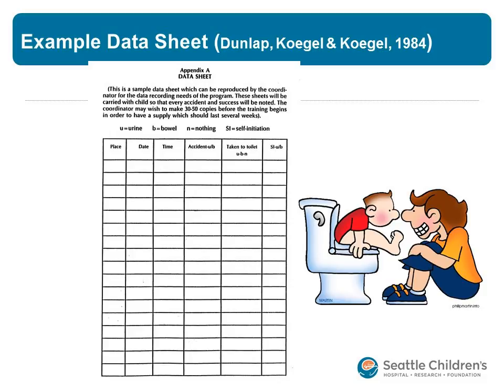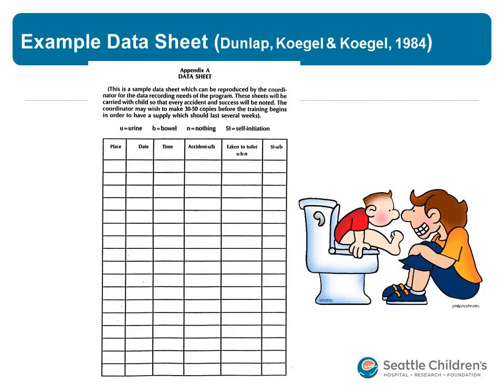And I find this to be a really helpful data sheet because it has on it pretty much everything we want to track. You can see across the top it has place, date, time. Then if it was an accident, you can record whether it was urine or bowel accident. If an adult took the child to the toilet, you can record whether they urinated, had a bowel movement, or did nothing. And if the child self-initiated, you can record whether they urinated or had a bowel movement.